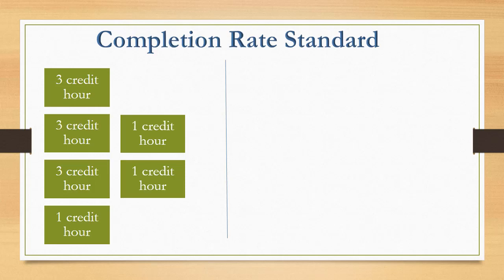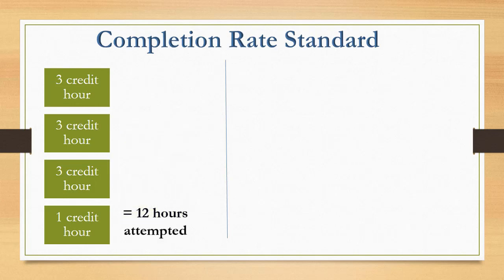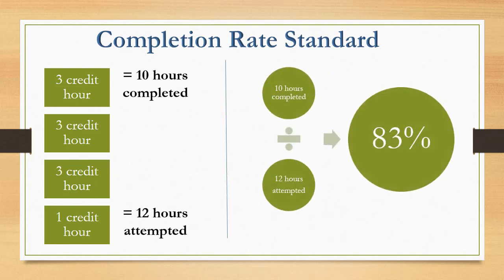A student was registered for 12 credit hours for the semester and withdraws or fails 2 credit hours by the end of the term, finishing with 10 credit hours completed. To calculate the completion rate for this student, you take the 10 hours completed divided by 12 hours attempted to get an 83% completion rate. 83% is above the 67% minimum requirement, so this student is still in good standing.